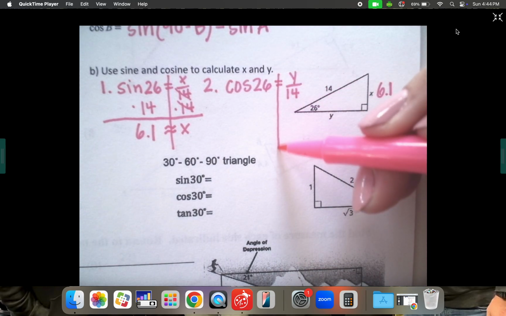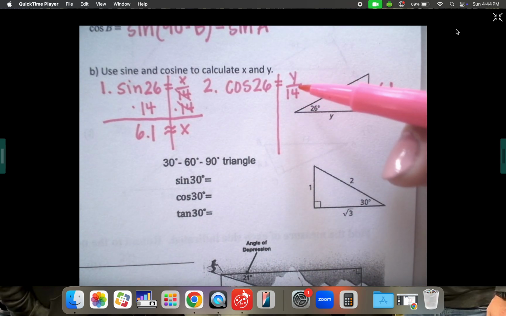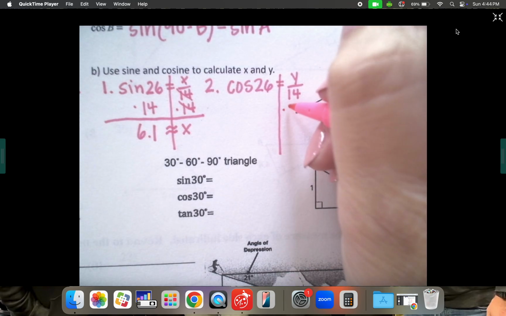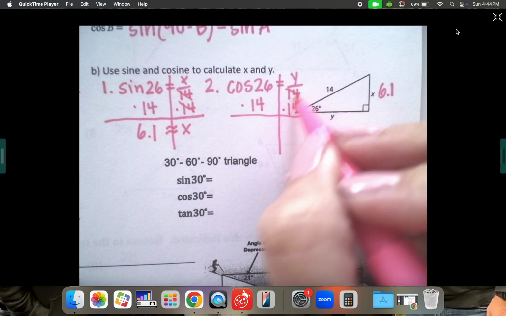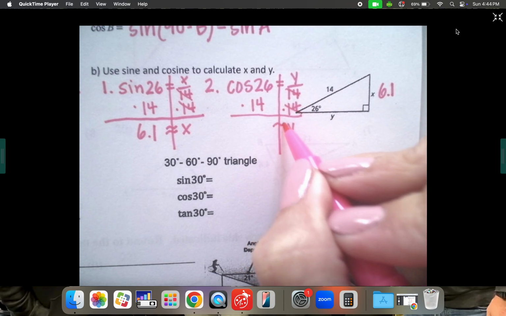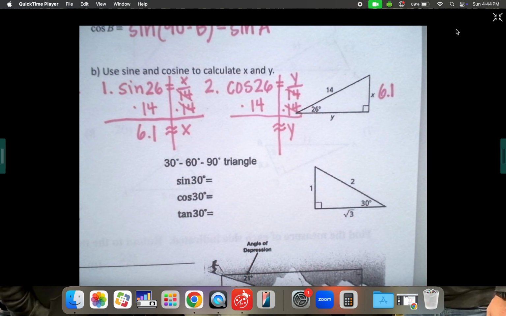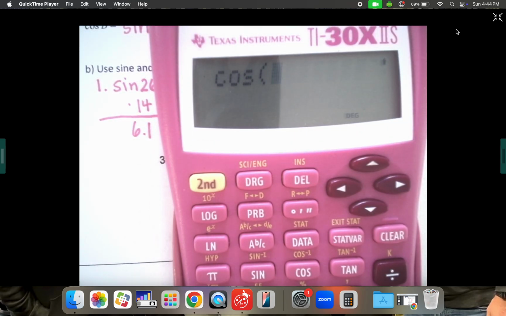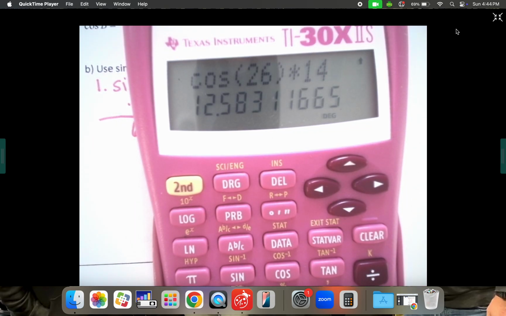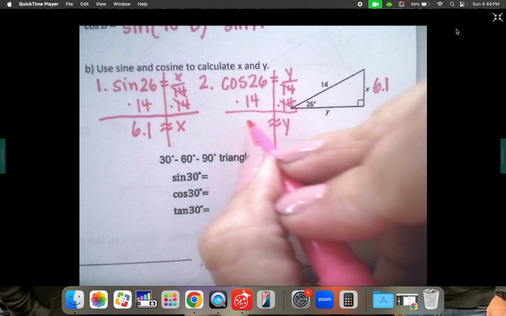All right, to solve for y, it's being divided by 14. Simple algebra, you're going to multiply by 14 on both sides to get that to cancel. And y, this is not going to come out pretty either, but that's okay, we'll round to the tenths again. So cosine of my 26 degree angle times 14 is about 12.6.